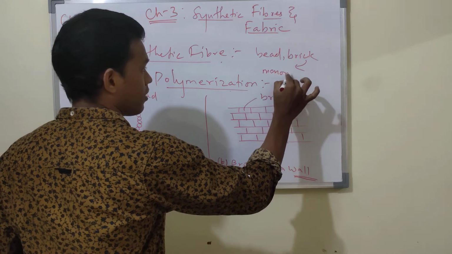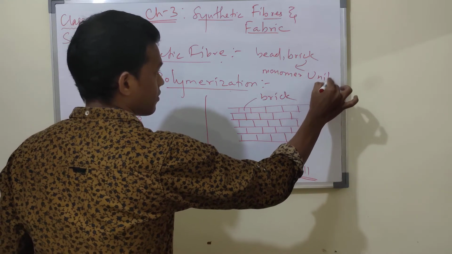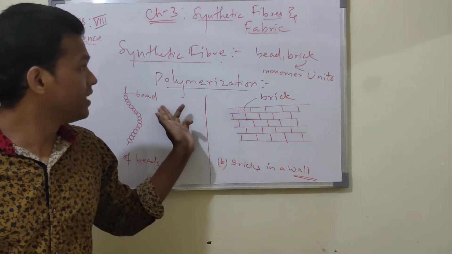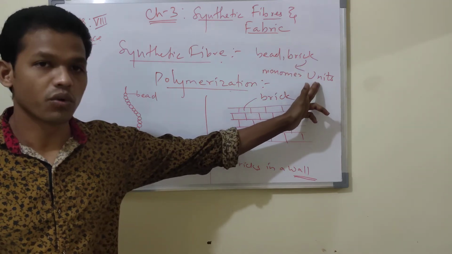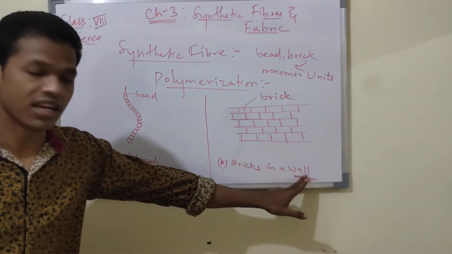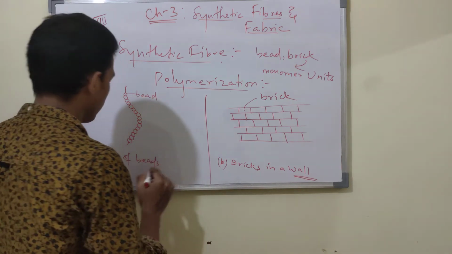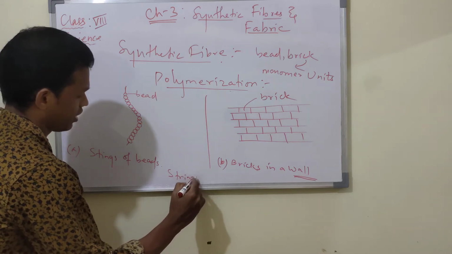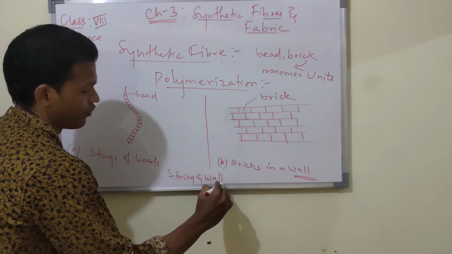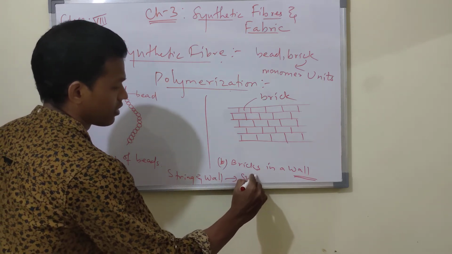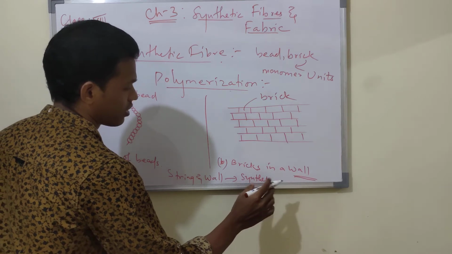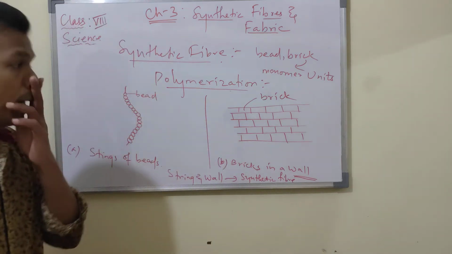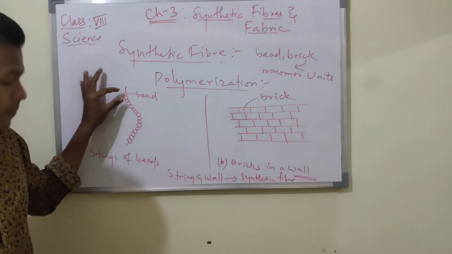Monomers. Monomer units. What is monomer? We'll study. The beads and bricks represent monomer units, whereas this string and wall represent what? The string and wall represent synthetic fiber. Here, synthetic fiber.